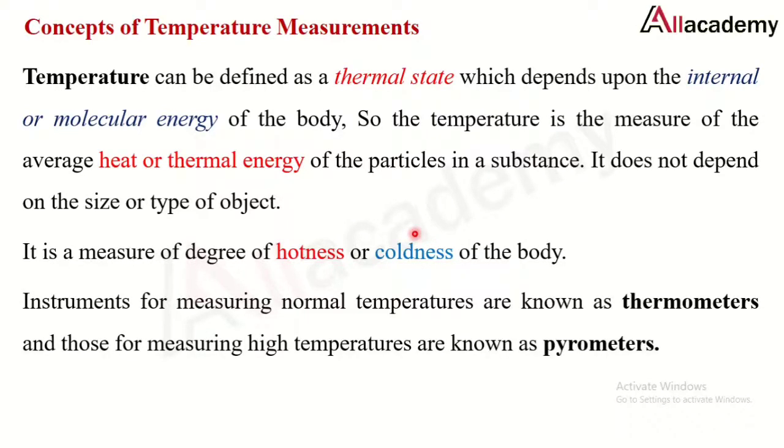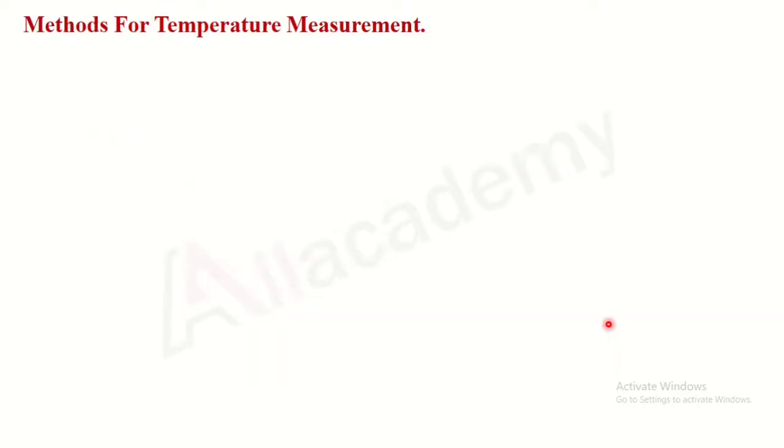The instrument used to measure temperature we call a thermometer. Generally for measuring normal temperatures, we use thermometers. And for measuring high and sensitive temperatures, we use instruments called pyrometers. So to measure normal and limited temperatures, we use a thermometer, whereas to measure sensitive and high temperatures, we use pyrometers.